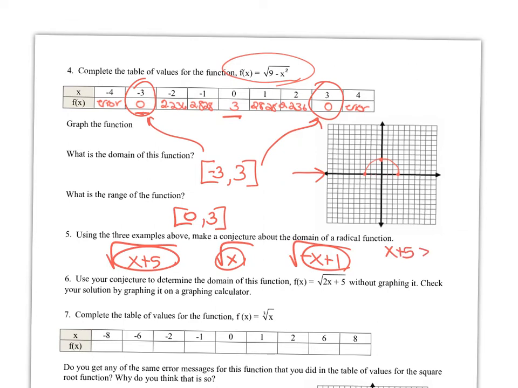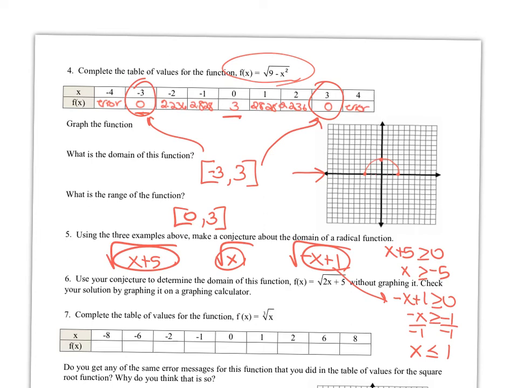So if we set x plus 5 greater than or equal to 0 and solve, we get x must be greater than or equal to -5. If you set this greater than or equal to 0 and solve, and remember, when you divide by a negative, you flip your sign. X must be less than or equal to 1. So that's the easiest way to get your domain without looking at your table or your graph. Whatever's underneath your square root, you have to set it greater than or equal to 0 because you cannot take the square root of a negative. And then it says, use your conjecture to determine the domain of the function 2x plus 5 without graphing it. Check your solution by graphing it on a calculator.